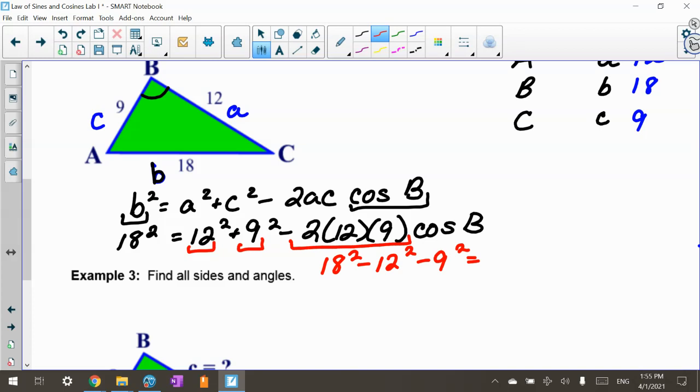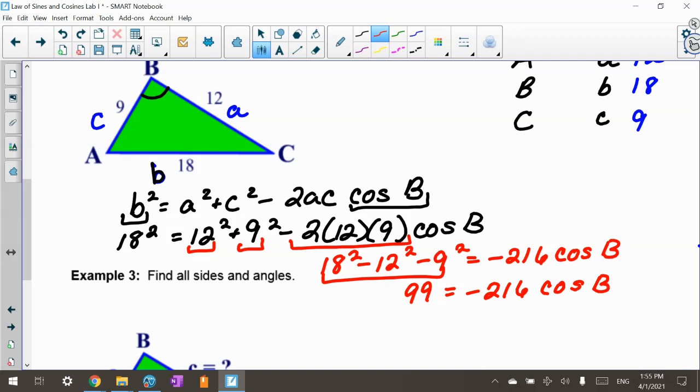And when I do, that's negative 216. So that equals negative 216 cosine of B. You're like, why are you doing that? Because I do not want you to just put all this together. You can't. All right. Now when I do 18 squared minus 12 squared minus 9 squared, I get 99. So all this comes out to be 99 equals negative 216 cosine B. And then I'm going to divide both sides by negative 216. I get the cosine of B equals negative 0.4583.